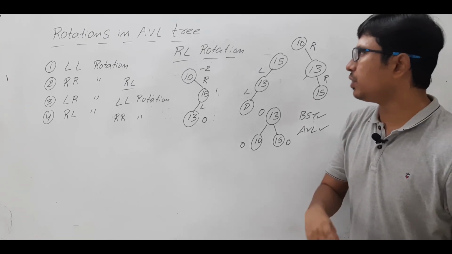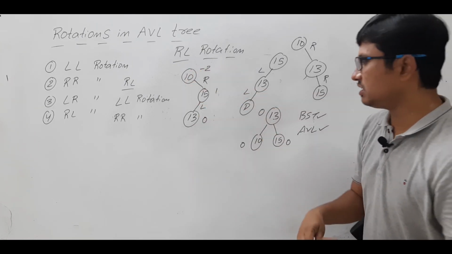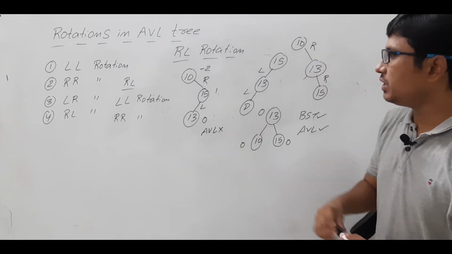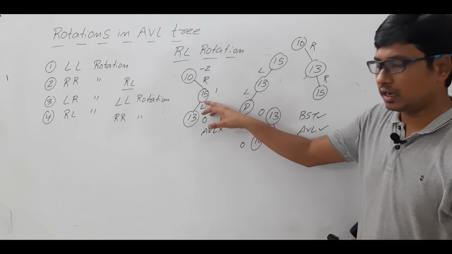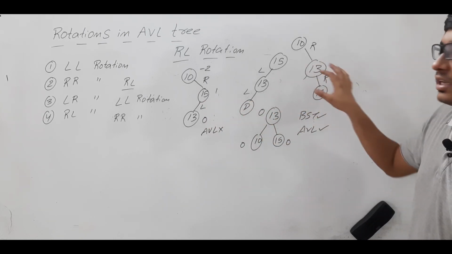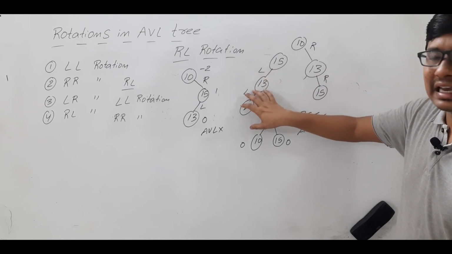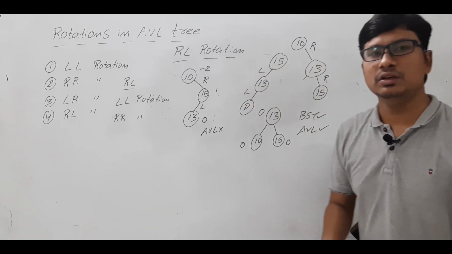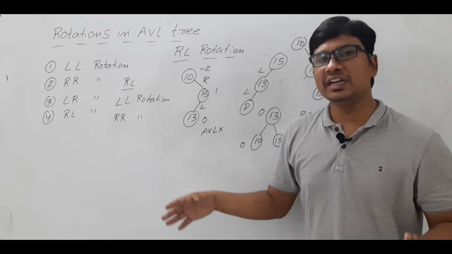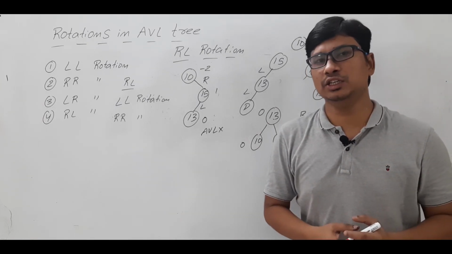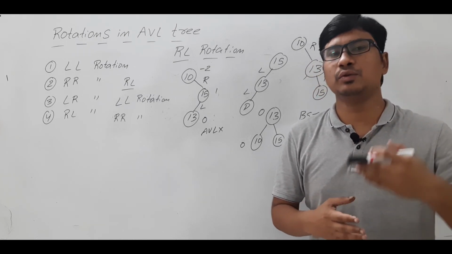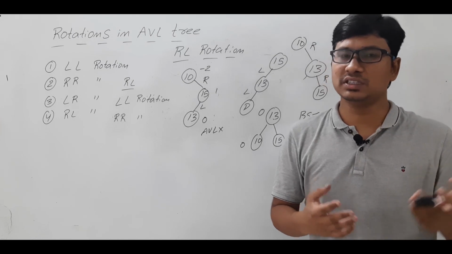So I hope you have understood how I identified this was not an AVL tree. Am I right or wrong? How we identified that we have to perform RL rotation, and how I converted it into an equivalent AVL tree by going for the LL rotation and RR rotation. So with this explanation, I hope you have understood how to identify what kind of rotation I need to perform and how I should perform, such as LL rotation, RL rotation, RR rotation, etc.